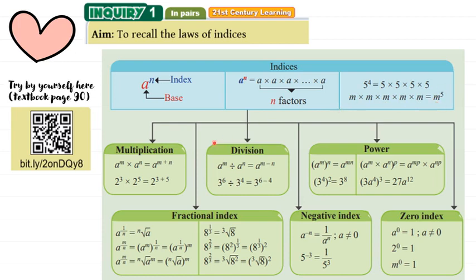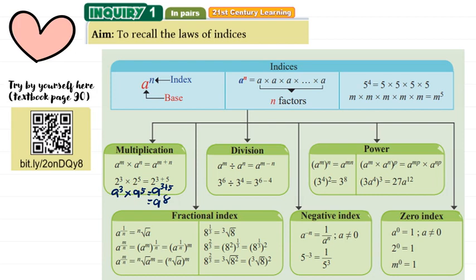For multiplication, the first law is a power of m multiplied with a power of n is equal to a power of m plus n. As an example, 2 power of 3 multiplied with 2 power of 5 is equal to 2 power of 3 plus 5, so the answer is 2 power of 8. This is in terms of numbers. In terms of algebraic expressions, we can write a power of 3 times a power of 5 is equal to a power of 3 plus 5, which is a power of 8.